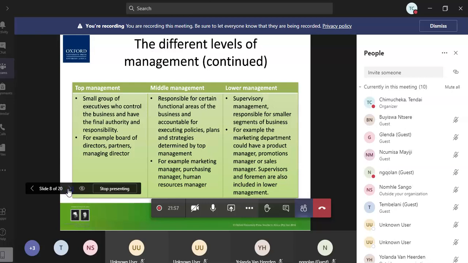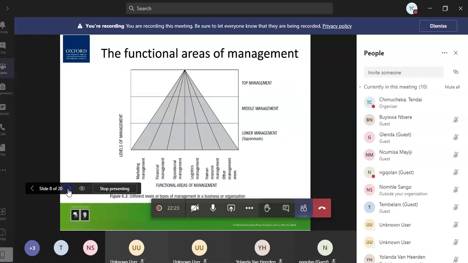This slide, you also have it in the notes that were provided, speaks to what I was saying. How do we define or describe top management? How do we describe middle level management? And how do we describe lower management? Also examples, and we will also look at the nature of the goals that they set.